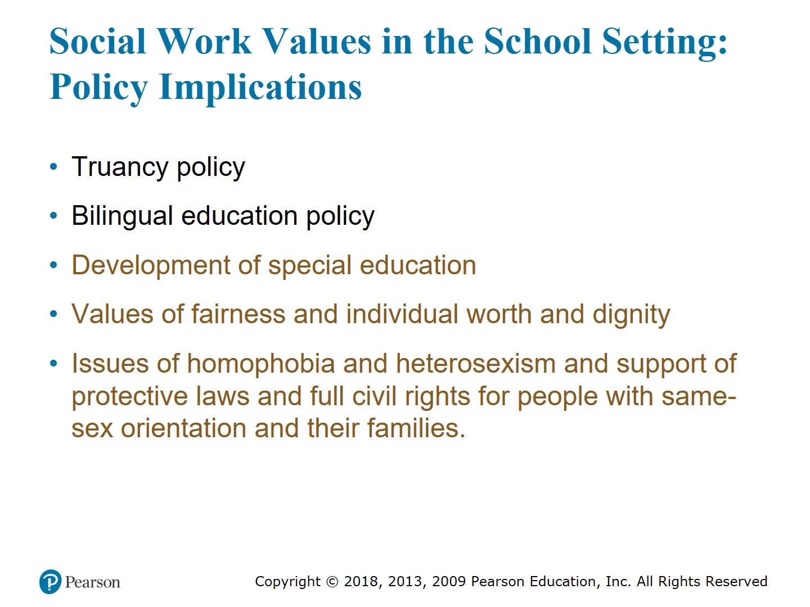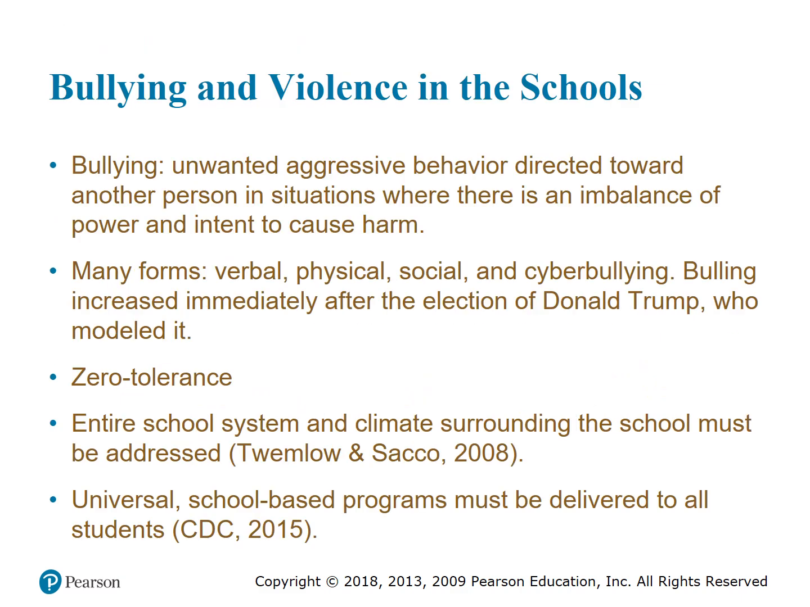So bullying and violence in school. So these are many different forms. Bullying has a definition here. There's also many different forms. It can be verbal, physical, social, and cyberbullying. There's a zero tolerance policy in most places, although our presidents may not act like that. An entire school system and climate surrounding the school must be addressed, right? That's the liaison. And the school social worker needs to be aware of that or work as a team with other social workers to address this bullying that may be going on in whatever form. And then we need to imply universal school-based programs must be delivered to all students.